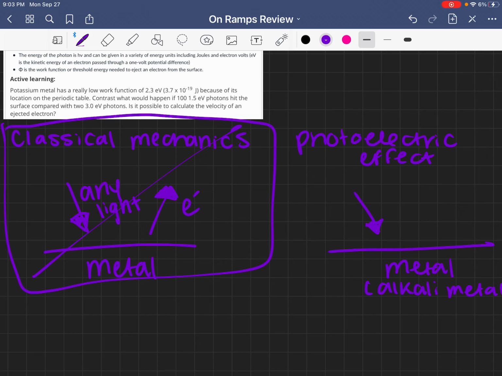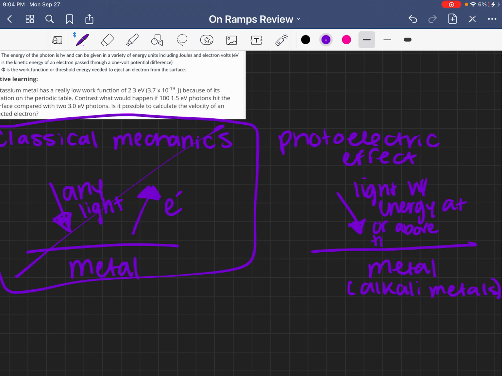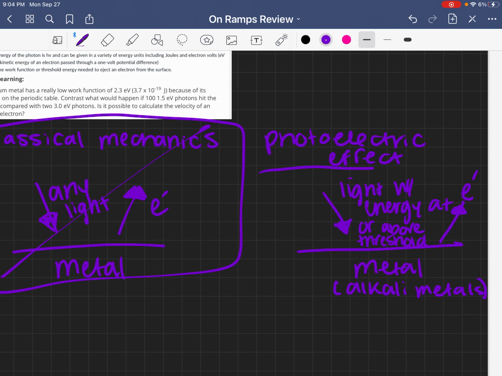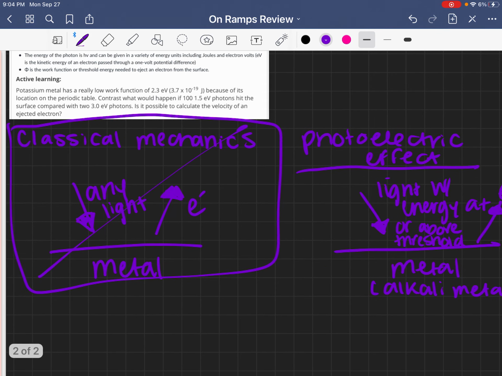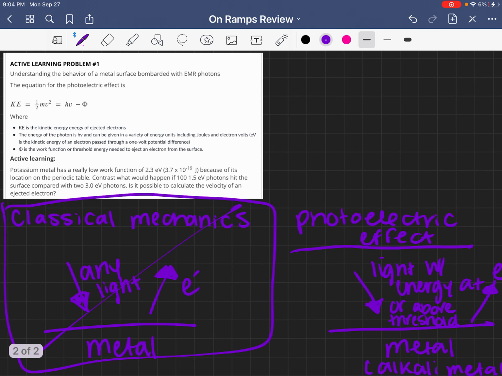So a light with energy at or above threshold will eject an electron. Okay? And that is proven by photoelectric effect. So let's look at this problem. It says potassium metal has a low work function of 2.3 eV.